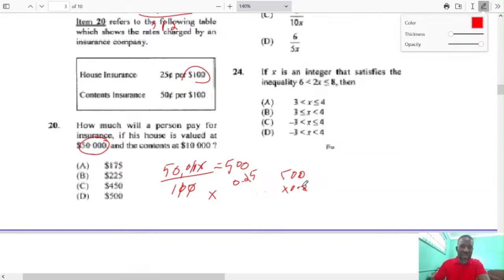Times 25. Okay. So basically 5 times 25 is going to give us 75. So therefore 0.25.